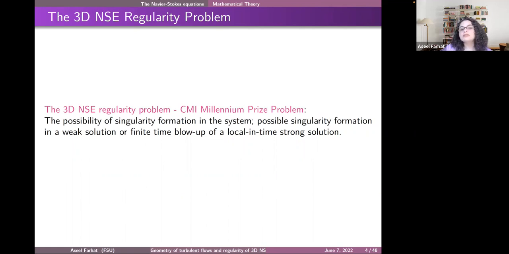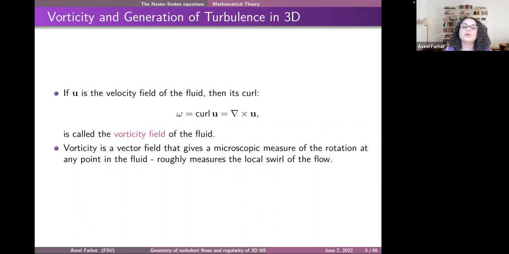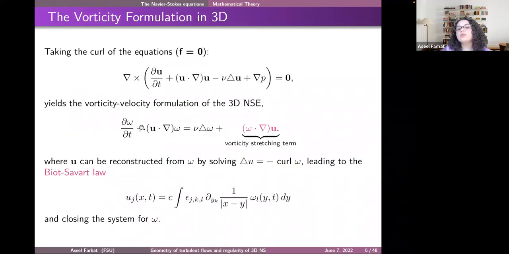Now, to understand what the complication is, we usually look at what we call the vorticity field, which is the curl of the velocity. From the definition, it gives you a local measure of how much rotation you have in the fluid at each point. If you look at the equation for the vorticity, so you simply take the curl of the equation, the nonlinear term somehow breaks into two pieces. One piece is the transport piece, where you have the vorticity transported by the velocity in the fluid.